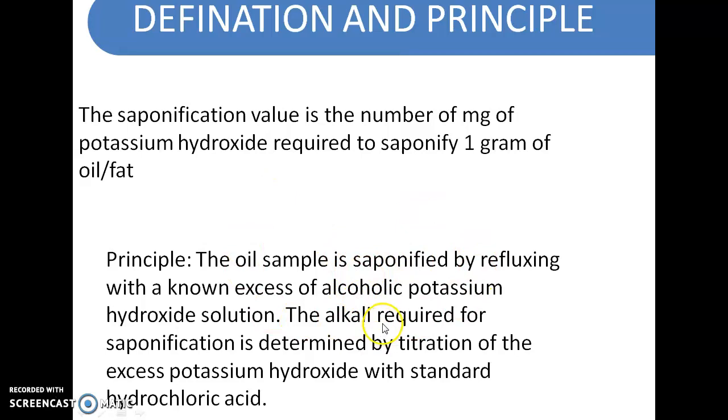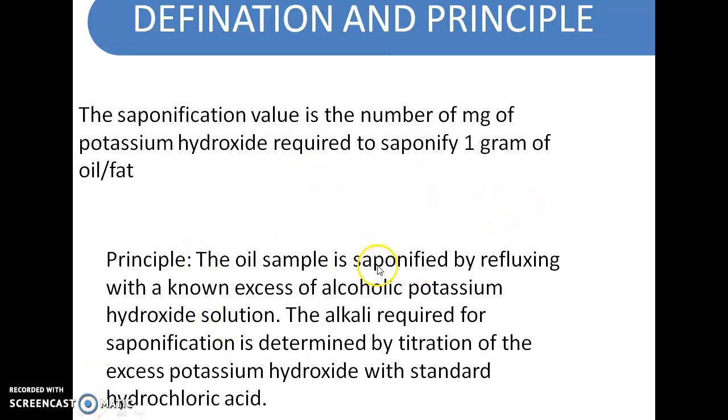What is the principle of the determination of saponification value? The oil sample is saponified by refluxing with a known excess amount of alkali KOH solution, and the excess potassium hydroxide that remains after saponification is determined by titration with standard hydrochloric acid.